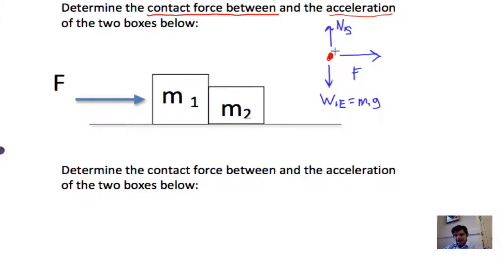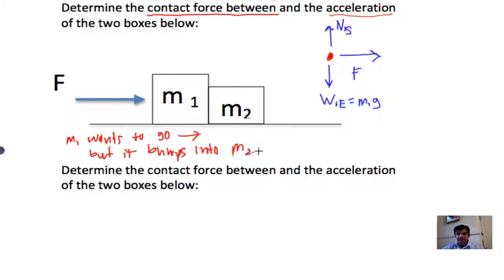And here's the thing. M1 wants to go forward, but it bumps into M2. So that's kind of important, so I'm actually going to write that. So M1 wants to go forward, go to the right, but it bumps into M2. And what this means is that because it bumps into M2, M2 is a barrier. It blocks it. Just like if you walk into somebody, you get pushed back. You walk into a wall and you abruptly stop.